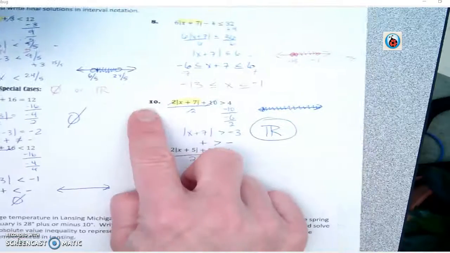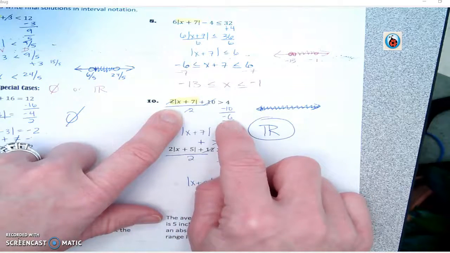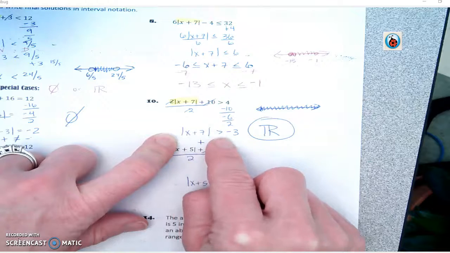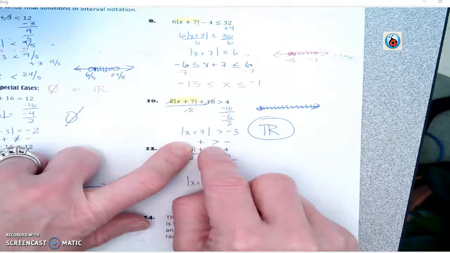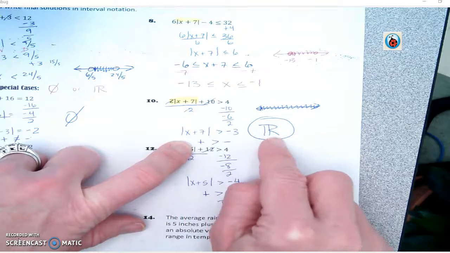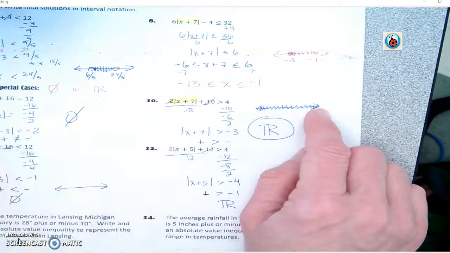All right, number 10, you want to isolate the absolute value bar. So you subtract 10, gives you -6. Divide both sides by 2, so you get the absolute value of x plus 7 is greater than -3. All right, absolute value is always going to give you a positive. When is a positive greater than a negative? Always. So that's all real numbers. If you want to do that on a number line, you would shade the whole thing.